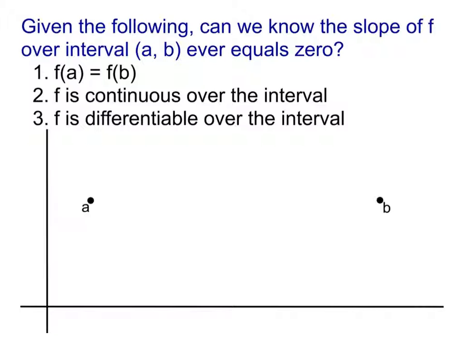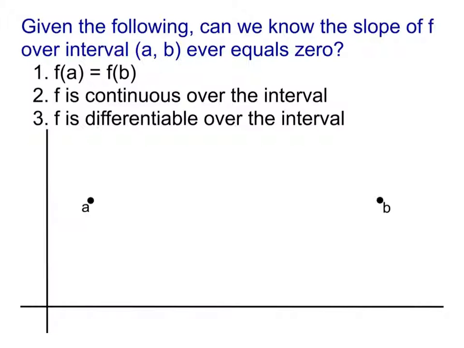If f of a equals f of b, that means the y values are the same. So the y value at a is going to be the same as the y value at b. So in other words, if I connected these two with a line, it would be a horizontal line. All right, so they start at the same height.